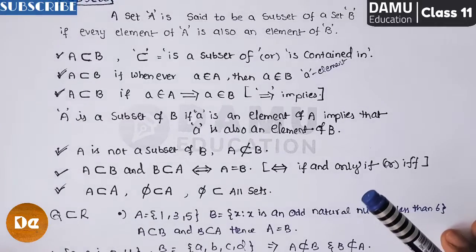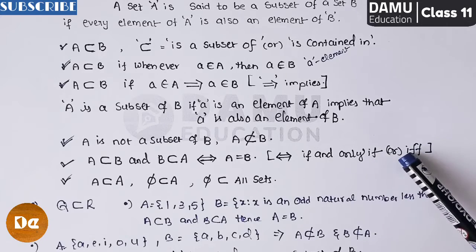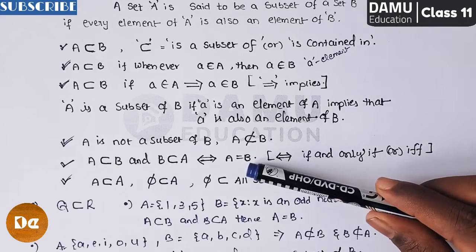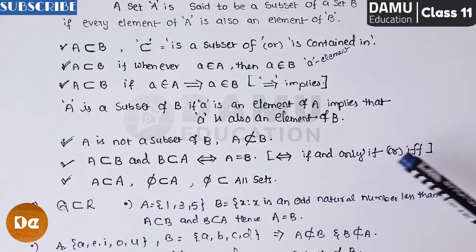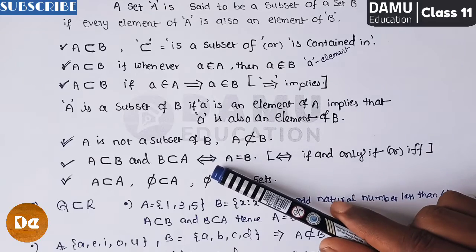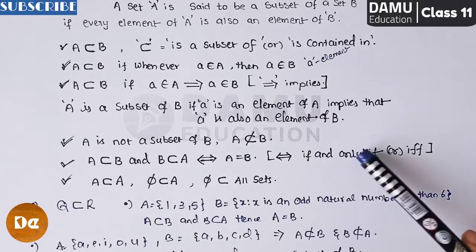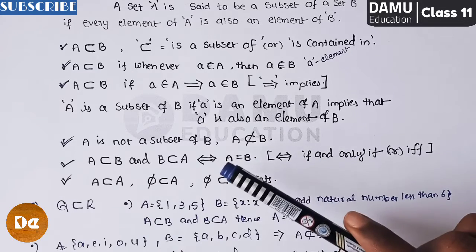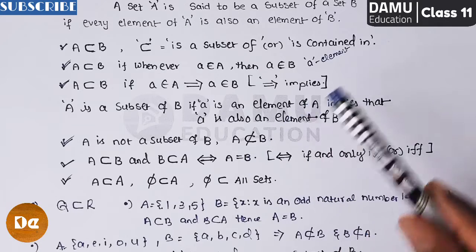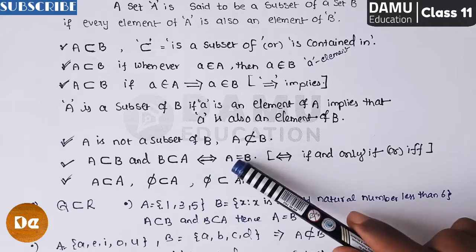Next condition. If you want to say two sets are equal, then we will use the if and only if condition. A is a subset of B and B is also a subset of A, if and only if. So we will use IFF. This means if and only if A is equal to B. I will explain all these conditions, what is subset and implies. A subset B and B subset A implies that if and only if A is equal to B.